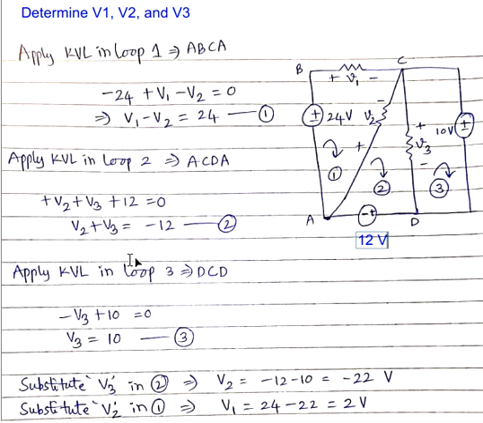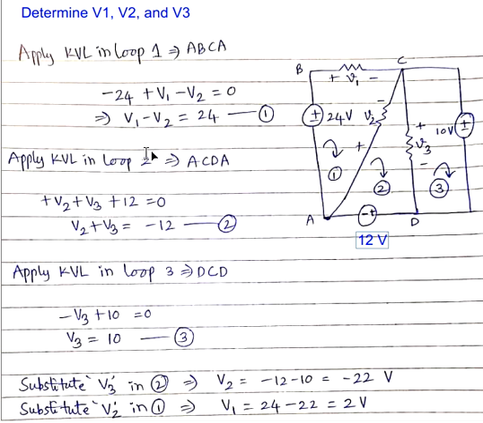Now in order to get V2 and V1, what we need to do: first we substitute V3 in the second equation, which is the KVL equation of loop 2. Then you will get V2 is equal to minus 22 volts, and if you further substitute V2 in equation 1, you will get V1 is equal to 2 volts. So in this manner you can solve any circuit using KVL.